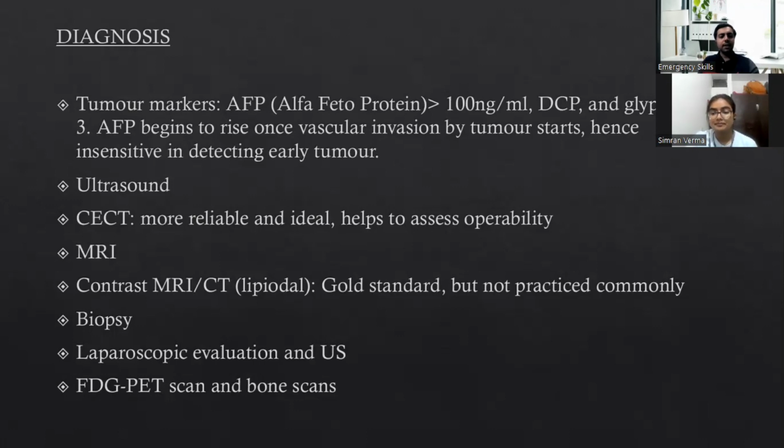Then biopsy can be done, laparoscopic evaluation and ultrasound is not done, but you can do it with that also. And FDG PET scan and bone scan basically are for metastasis. In the whole body, you can see where all the metastasis is. PET scan will check the metabolic activity of any area, so if there is any tumor or a high metabolic area, that can be checked by PET scan.